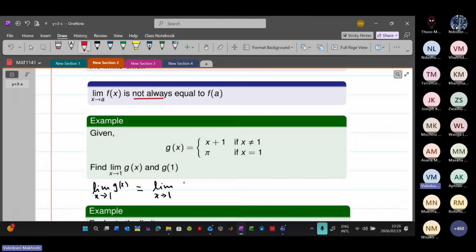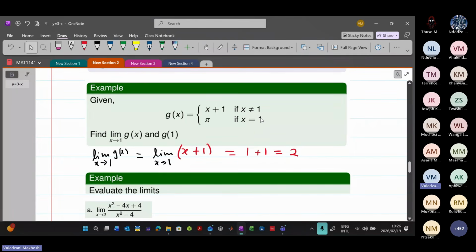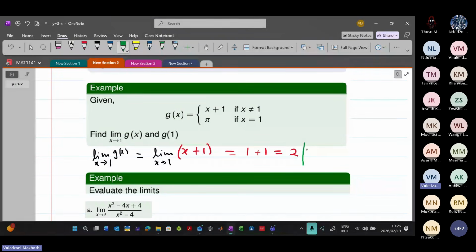So this will give us x plus 1 as our function, and this limit is going to be 1 plus 1, which is 2. And if we look at g of 1, when x equals 1, g will be pi.